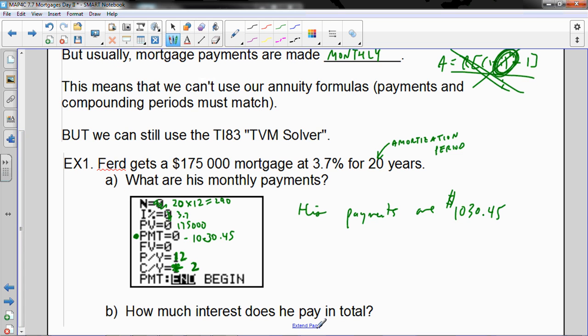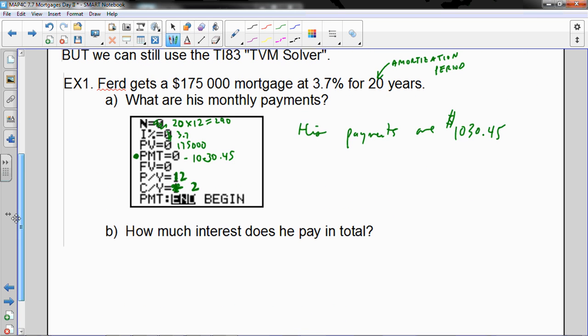How much interest does he pay in total? Well, this is going to be a little bit shocking, I think, for you. Notice how much actually comes out of his pocket. His payments were 240 payments of $1030.45. But he only borrowed $175,000. That's what the house was worth in the first place. When I put that into my calculator, I get a somewhat surprising number: $72,308. Yes, that's right. He paid over $70,000 in interest.